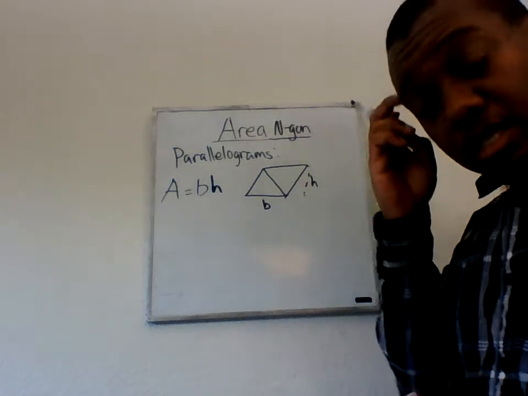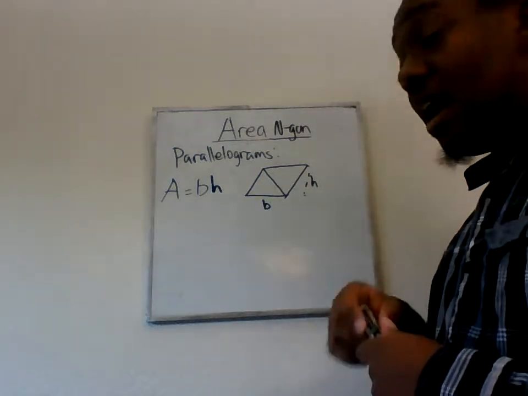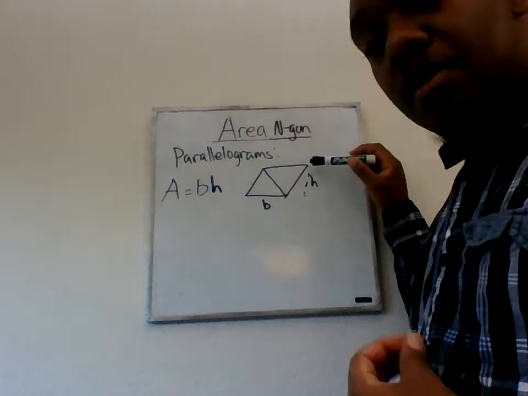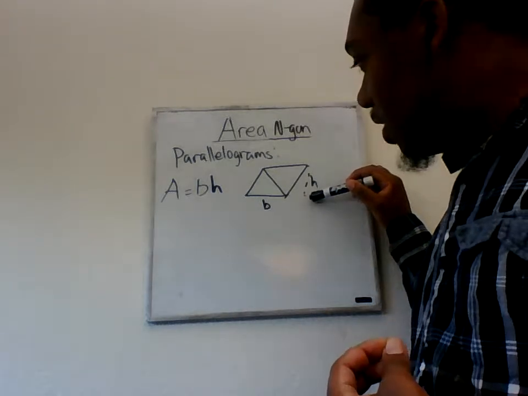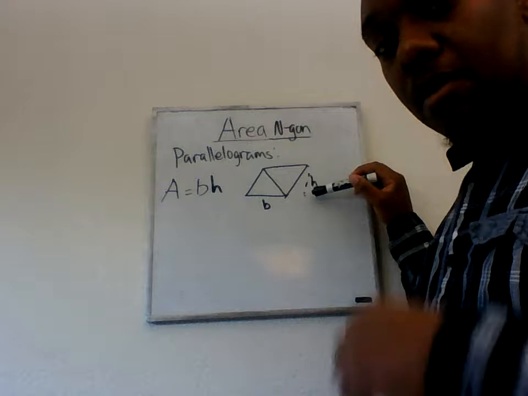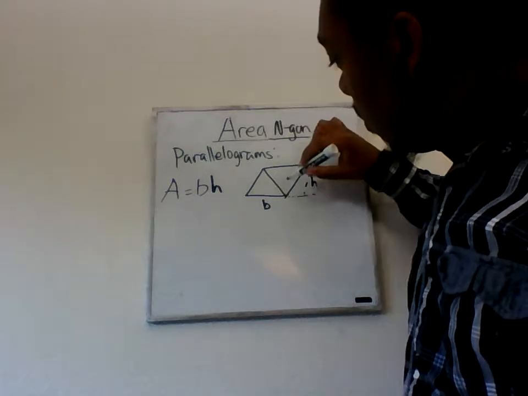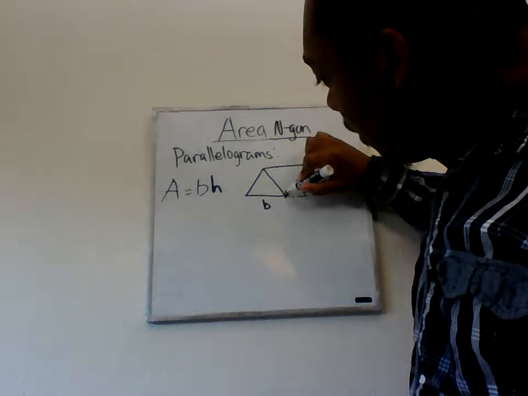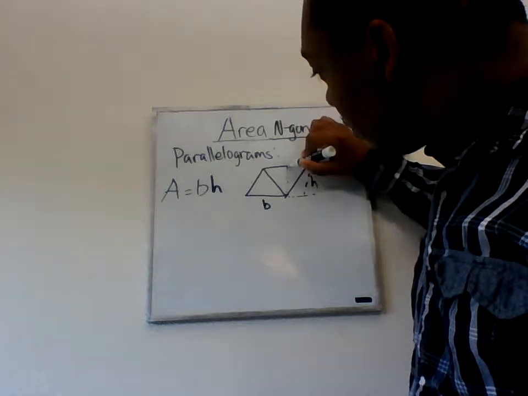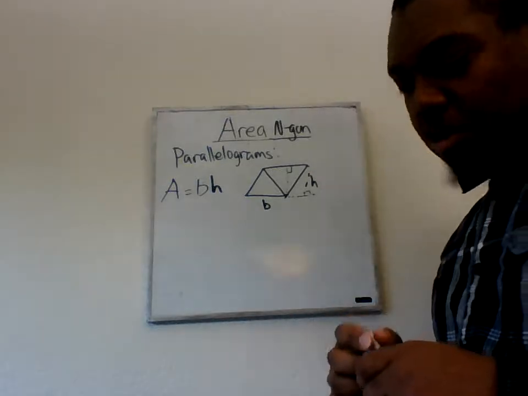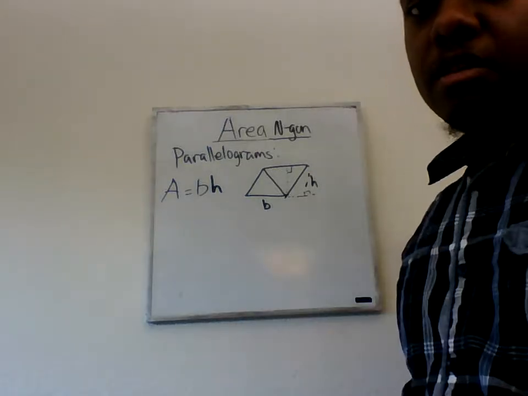Now, there may be instances in which you may have to find the height using trigonometry, but the height will always be drawn straight down so that it forms a 90-degree angle with the extension of the other side. Or in this case, you could draw from here and draw straight up, and it would also form a 90-degree angle. Okay, so either one, you can always find it though, right?